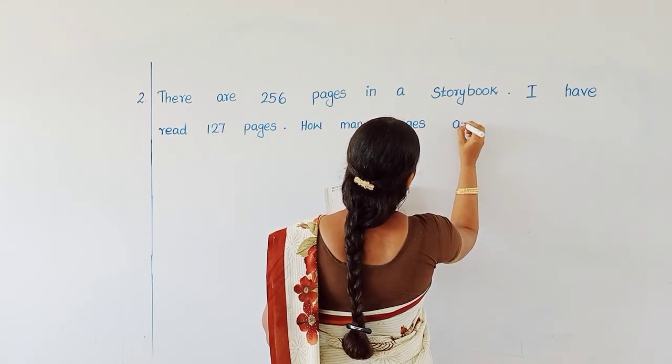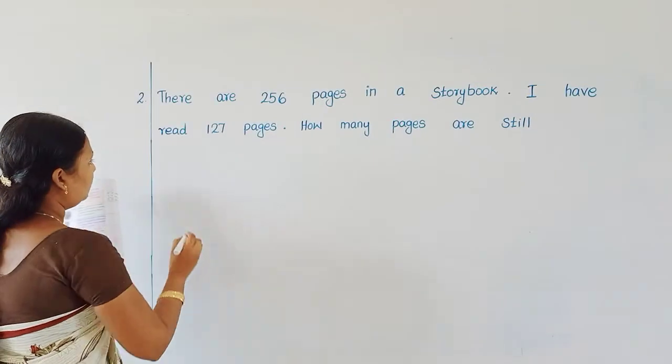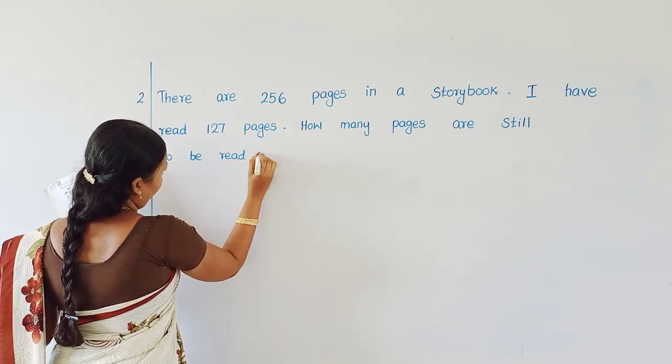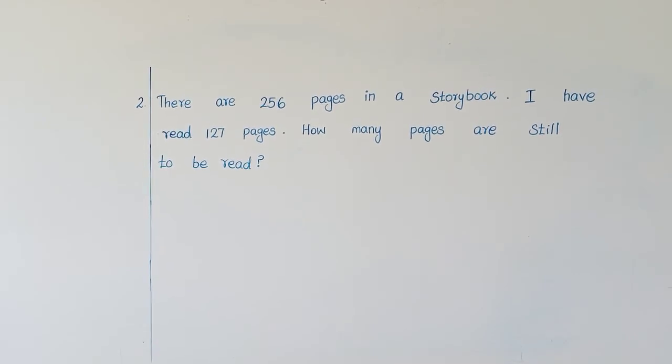Pages are still to be read. This is the question. There are 256 pages in a story book. I have read 127 pages. How many pages are still to be read? Can you understand this question, children? One story book is there. Do you like story books? Yes, I like stories. Now listen, there are 256 pages in a story book.